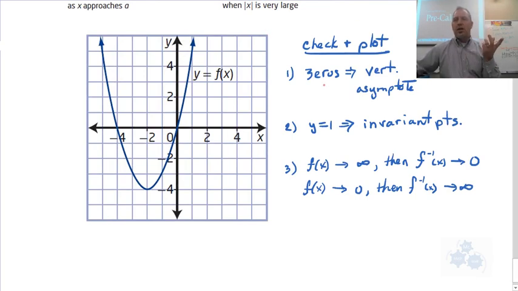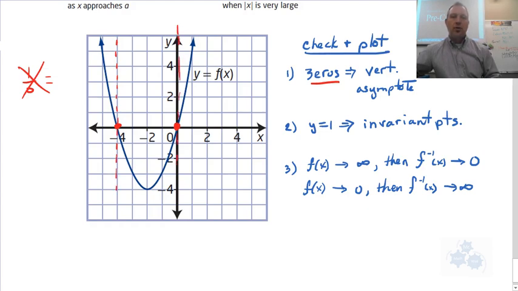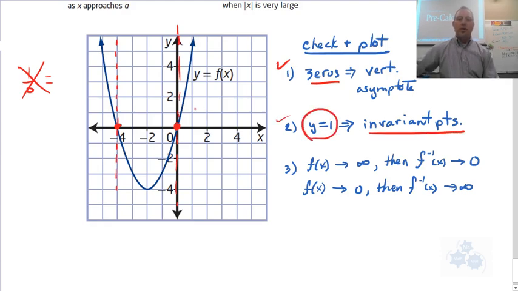The first thing I check for is the zeros. So where are the zeros? Right here and right here. What's the reciprocal of 0, 1 over 0? Bad news, right? Can't do that. That's undefined. So what you want to do is sketch a vertical asymptote at each of those values. That's the first thing I do. Next, I find out where y equals 1, because this is called an invariant point. Wherever y equals 1, that point on the graph will never change, because 1 over 1 is still 1.